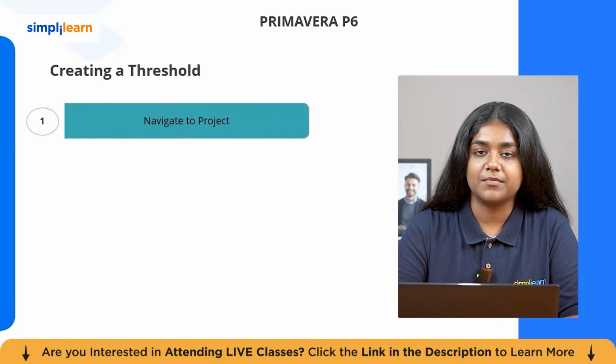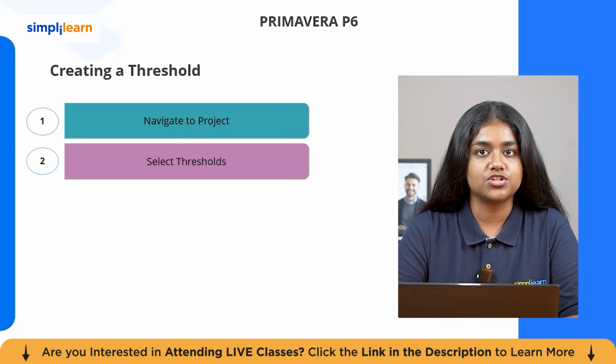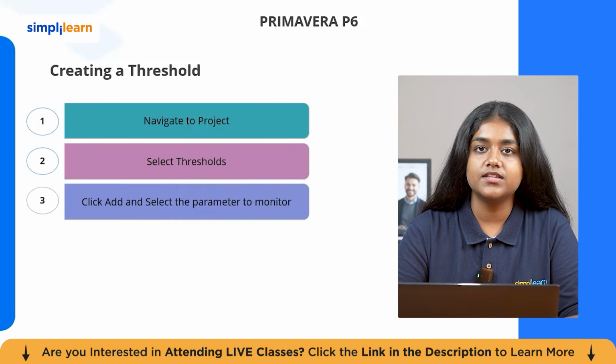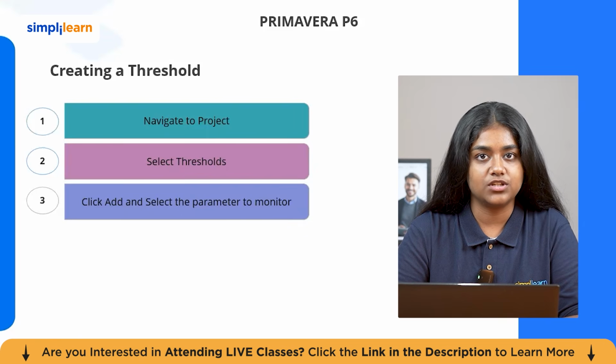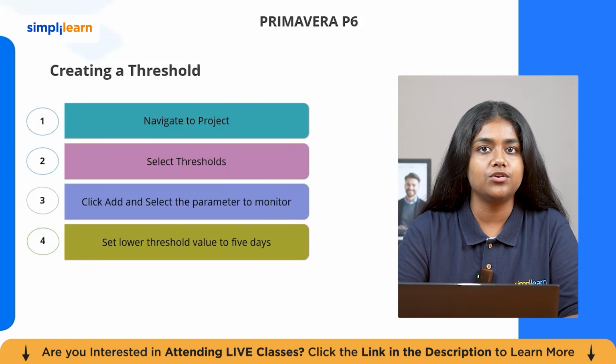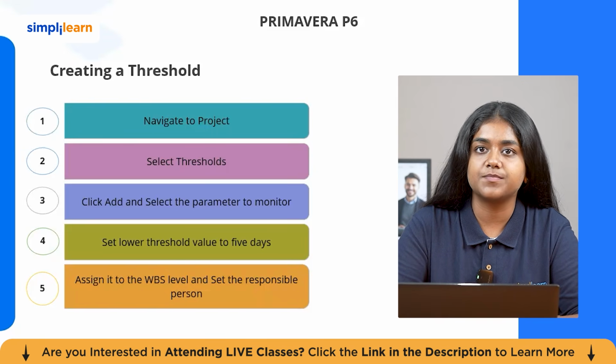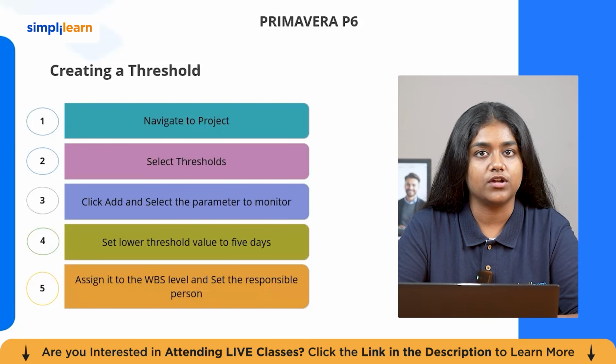To create a threshold in Primavera P6, first navigate to the project menu and select thresholds. A threshold is a monitoring rule that helps P6 identify possible problems in the schedule automatically. Once you are in the threshold section, click Add to create a new threshold. Select the parameter you want P6 to monitor. For example, you can choose total float if you want to track activities that are getting close to the critical path. Then set the lower threshold value to 5 days. This means P6 will check whether any activity has total float lower than 5 days. If an activity falls below this limit, P6 will treat it as a warning condition.